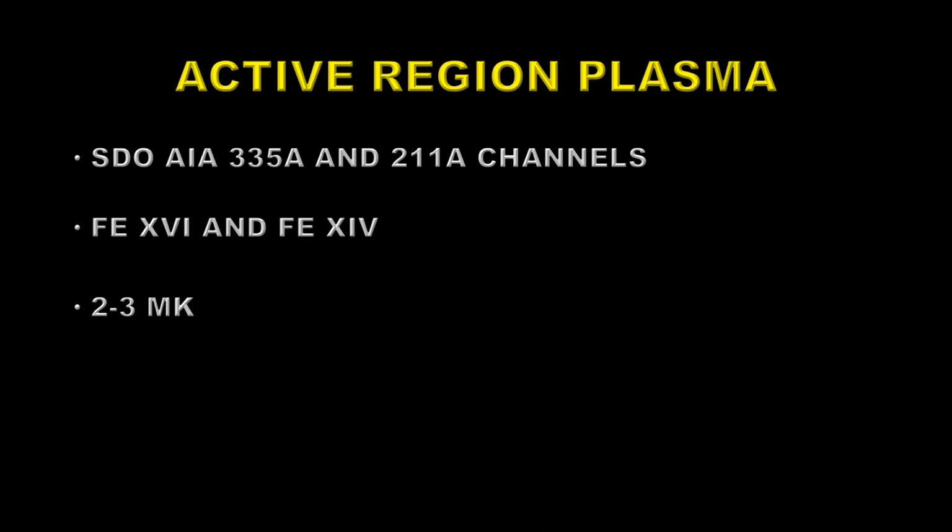Going slightly cooler again, we're going to take a look at the 335 angstrom channel, which is iron 16, and the 211 channel, which is iron 14. So these are between 2 and 3 million degrees respectively.